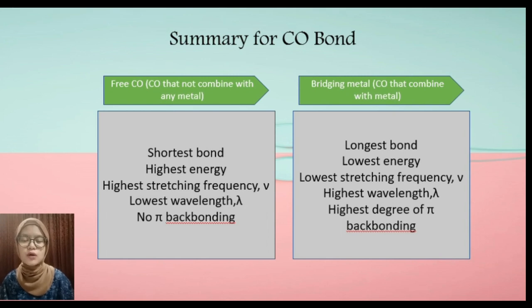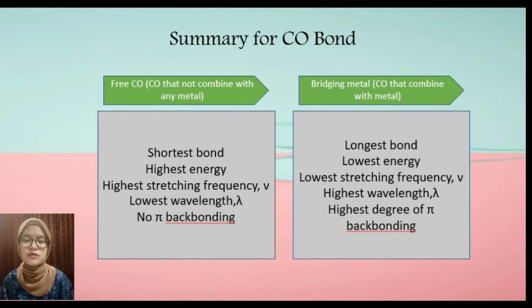While for bridging metal, CO is attached or combined to metal, and the highest degree of pi back bonding occurs from metal to CO. CO receives electron from metal and makes the CO bond become weaker and longer. So that is why for bridging metal, the CO bond has the lowest energy and stretching frequency, but highest wavelength.